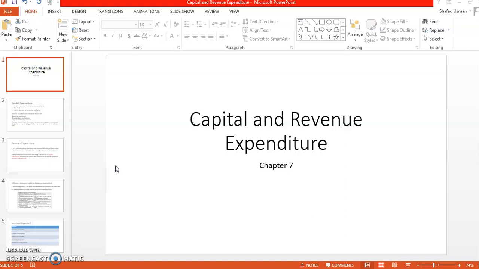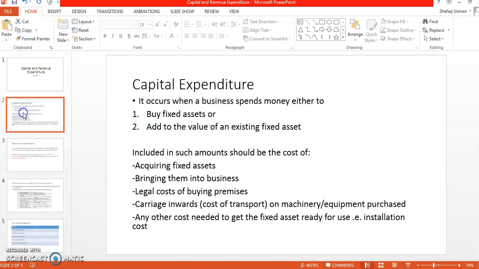Today we're starting with a new chapter, chapter number 7 of your book, Capital and Revenue Expenditures. What are capital and revenue expenditures? We'll look through them separately. First, let's understand what is capital expenditure.